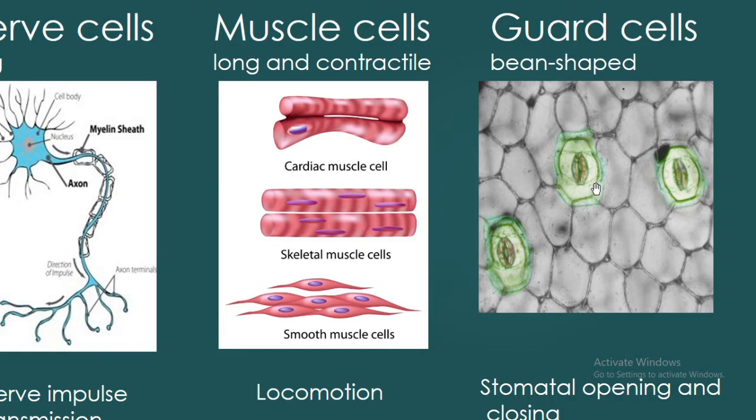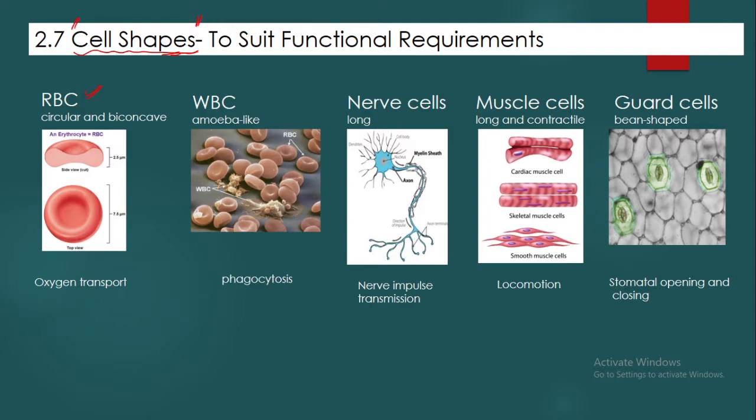Next. Excuse me, sir. Yes. So in muscle cells, it is written long and contractile. What is the meaning of contractile? The ability to contract. Okay, for example, the muscle fibers will slide on each other like this and they will contract. Overall they will contract, and that is why you are able to move your arms or your legs and all. So that contraction is taking place, that is why it is called contractile.